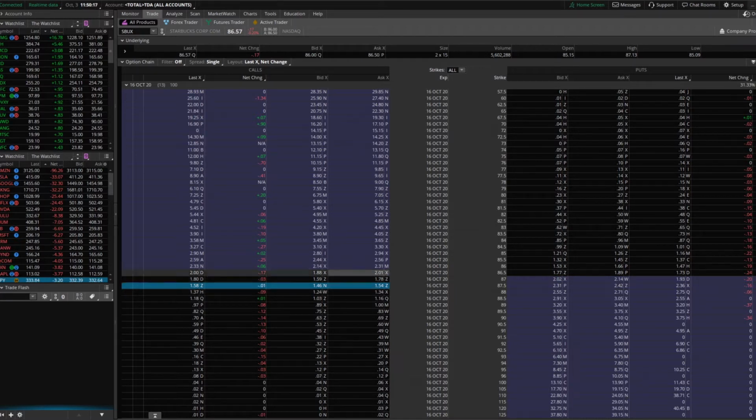But once you know what in the money and at the money is, all you really need to know to do a credit spread is you're always going to be selling the contract that's closer to in the money. So on the put side, I would be selling like the 86 and the 85.5, and that would be a credit spread. On the call side, I would be selling like the 88 and the 88.5, and that would be a credit spread on the call side.